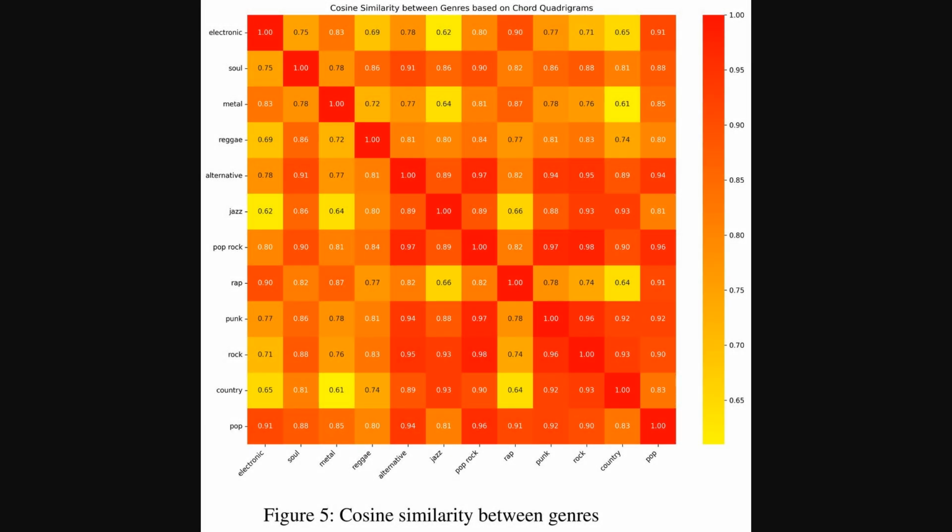Okay, so building on that idea of chord sequences within a song, the researchers also looked at how different genres compare harmonically. Figure 5 shows this using what they call chord quadrograms, basically common 4-chord sequences. This heat map shows the cosine similarity between genres. The brighter yellow and orange colors mean higher similarity. You can see how genres like pop rock, alternative, and punk cluster together. They share a lot of harmonic language. But then you see lower similarity, the darker reds and oranges, between pairs like jazz and electronic, or country and rap, indicating they use pretty different chord patterns.